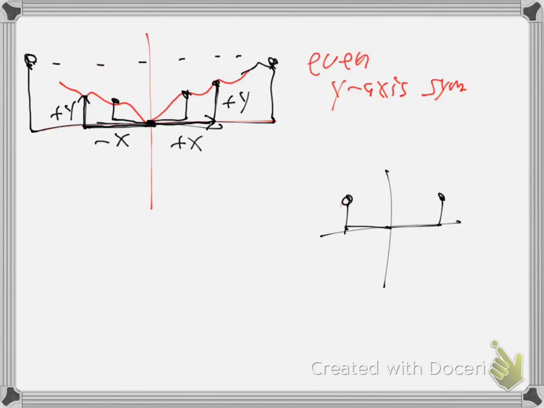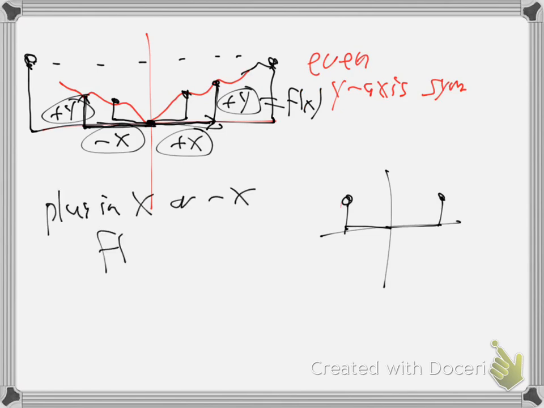How do you say that with an equation? That means x and negative x plugged in should give the same y. What is y? f of x. That means plugging in x or negative x, f of that will be equal. Same height. That's how you would test it. Plug in x or negative x, and they better come out equal. If for every x, the same amount negative is the same height, that's y-axis symmetry.